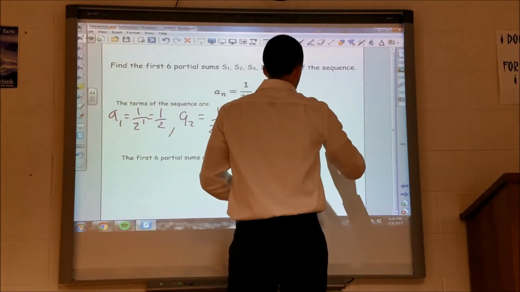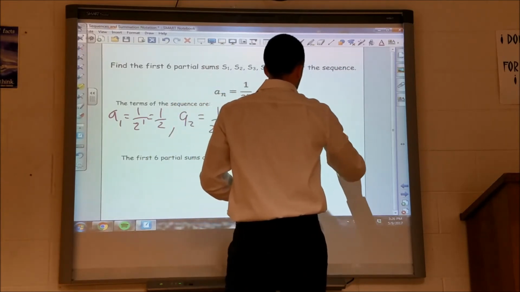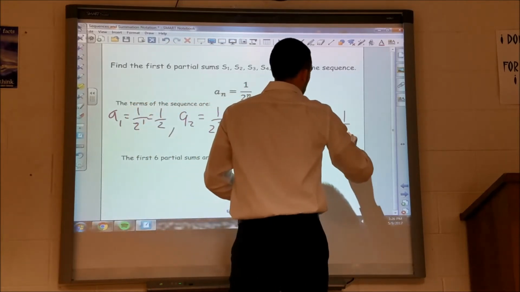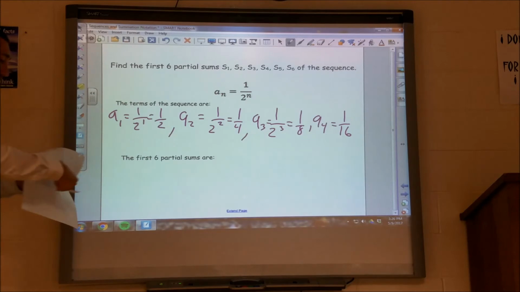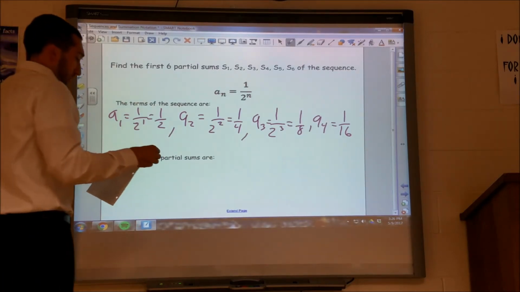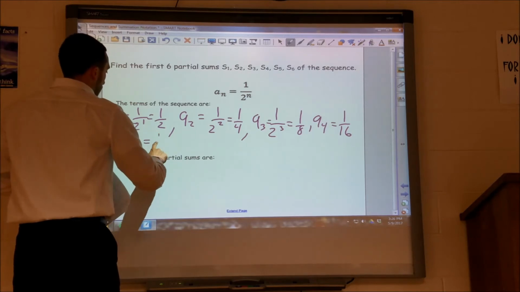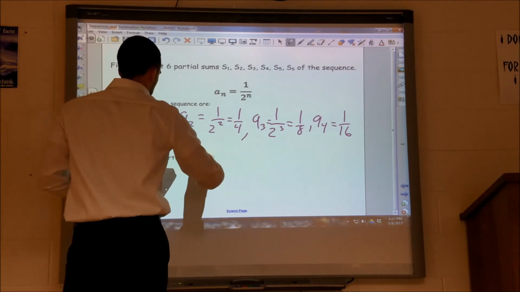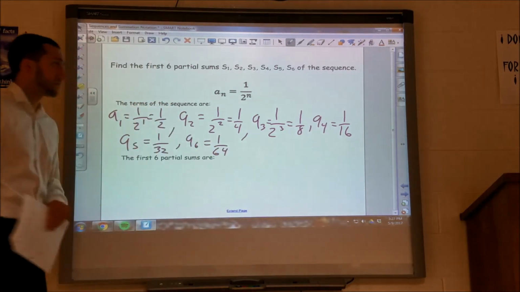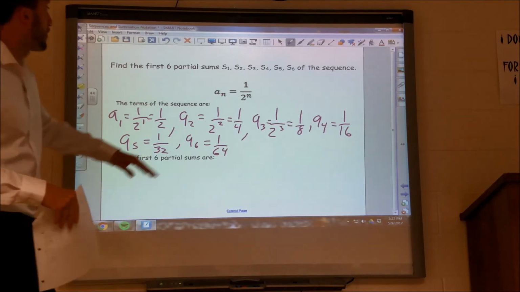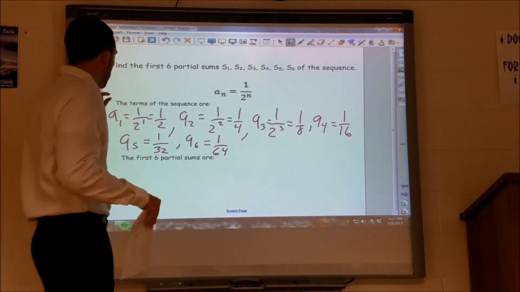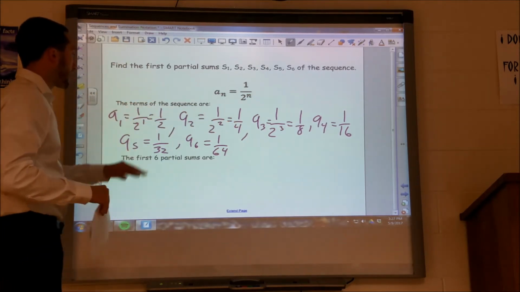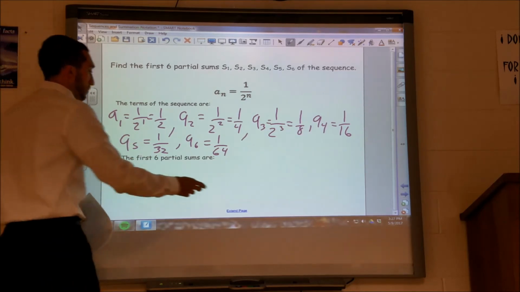So hopefully we can see that the fourth term is just going to be this denominator multiplied by 2, so 1/16. And then we can see the fifth term is 1/32, and you can go ahead and check it if you'd like. And the sixth term is 1/64. Okay, so those are my first 6 terms of this sequence. Right, I'm just plugging in a sub 1, first term, wherever I see an n, I plug a 1. So I found my first 6 terms. Now I can work on finding the first 6 partial sums.